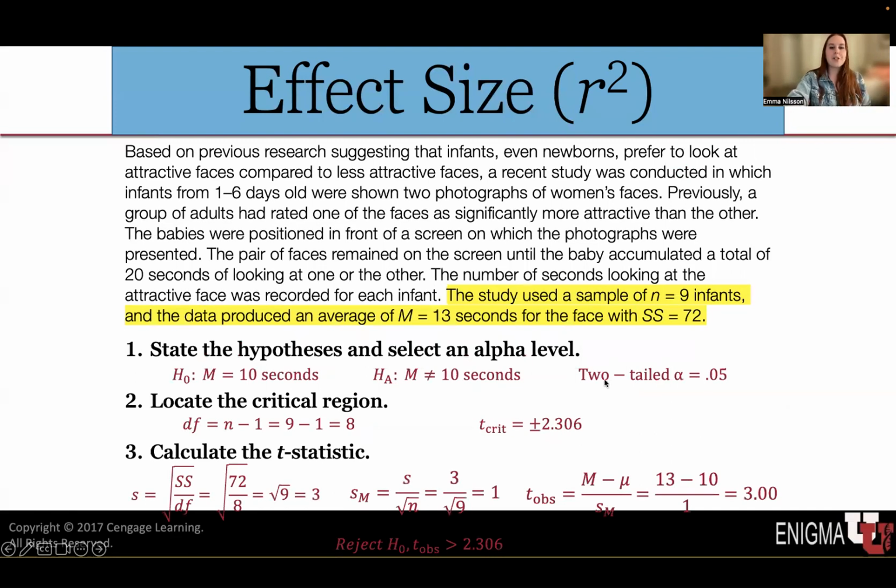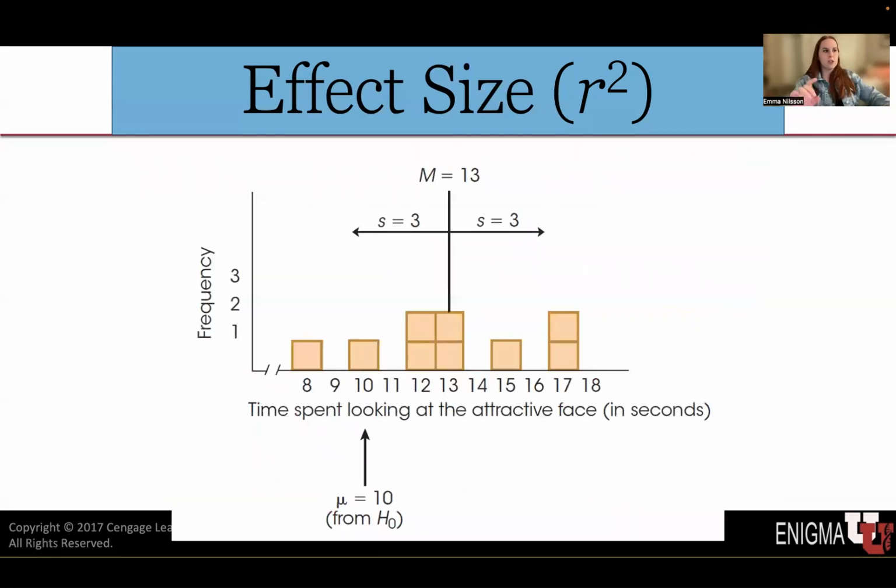So we are going to go back to the study that we talked about in the first part of this lecture, where we talked about that study with infants, looking at attractive versus less attractive faces, where the researcher measured the amount of time that the infant was looking at each picture. Just as a reminder, the study used a sample of 9 infants, which will be important information for us. The data produced an average mean of 13 seconds for the attractive face, with the sum of squares of 72. So right here, this is going to help us understand where R squared comes from and what it means when we're calculating R squared.